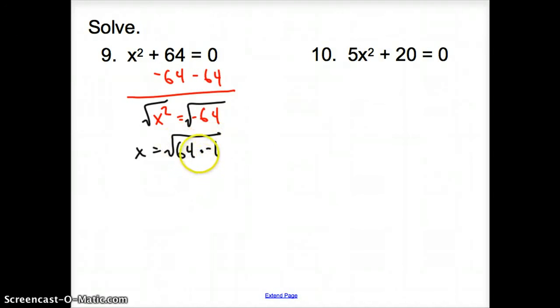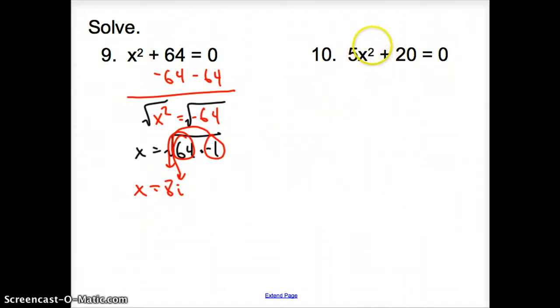Do you agree? Well, what is the square root of 64? The square root of 64 is 8. And then the square root of -1 is just an i. And then remember that is what x equals. Trying another one, number 10.